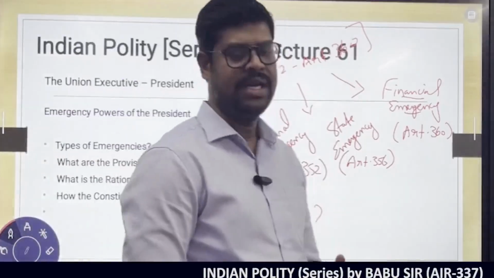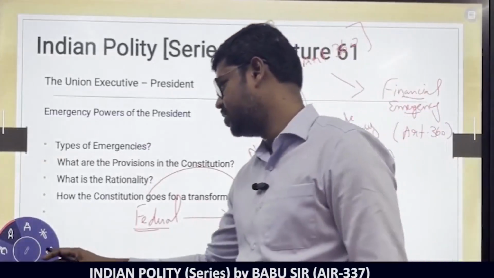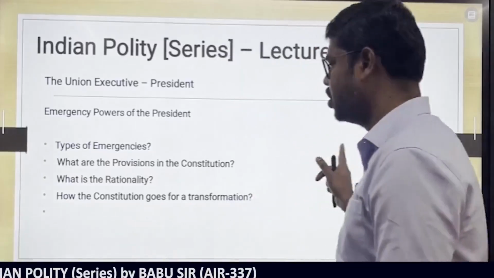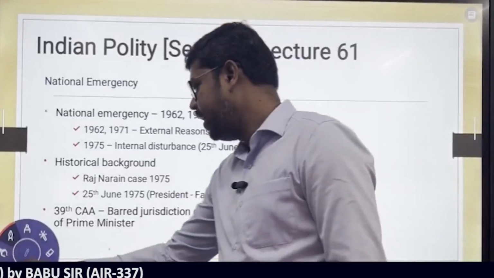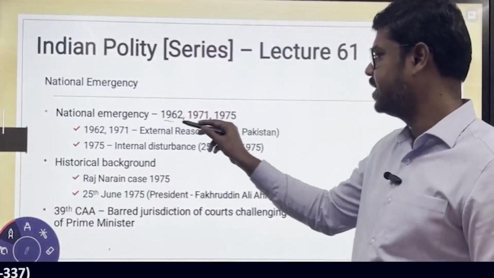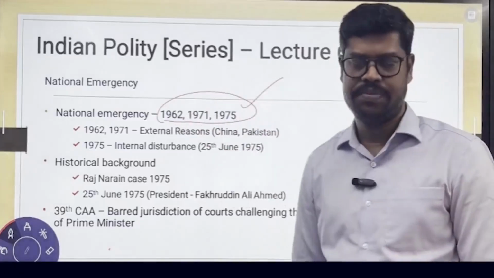Alright, so with that basic understanding, now let us get into the national emergency. Let us try to understand what the various provisions in the constitution related to the national emergency are. So how many times has the national emergency been declared in our country? So far in the history of India, there are 3 occasions on which the national emergency has been declared.